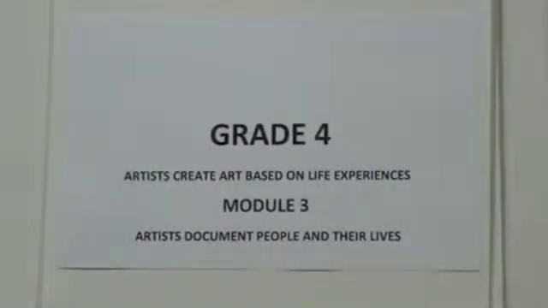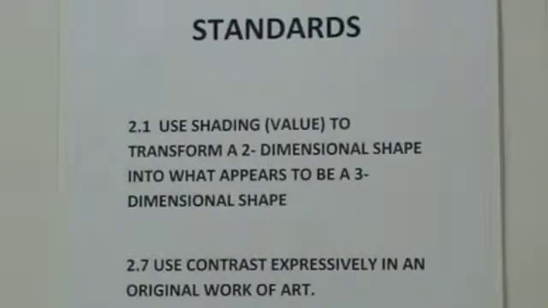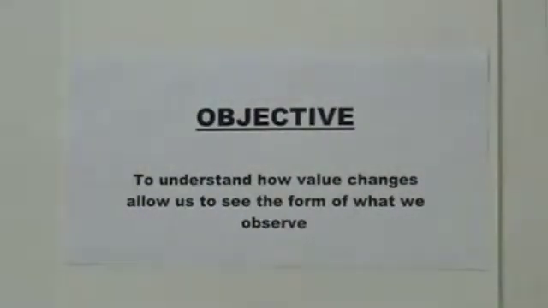Our second lesson in our fourth grade series is on form and value. Grade 4, our big idea is artists create art based on life experiences. We're working on Module 3, artists document people and their lives, value, to transform a two-dimensional shape into what appears to be a three-dimensional shape, and use contrast expressively in an original work of art. Our objective is to understand how value changes allow us to see the form of what we're observing.